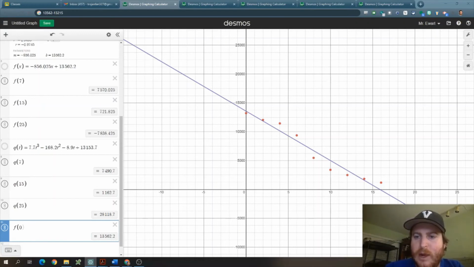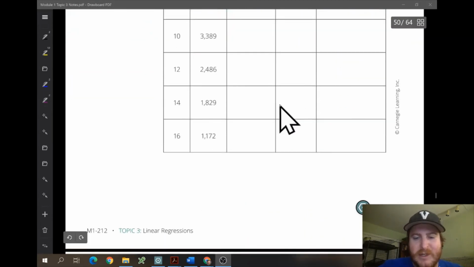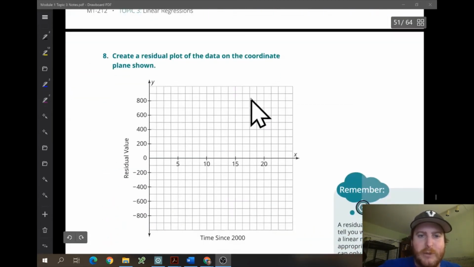Right. Now, we could fill out this table, but it's just kind of tedious to do that, right? I think that we kind of get it. So, oops, I think I'm sharing the wrong screen. That's my fault. So anyways, we got the 13,562. And so what I was showing is in the table, we were predicted for that. If we subtract these two numbers, we get negative 347, and that means 347 fewer CDs were sold. I'm going to go ahead and skip the table. I don't think we really need to worry about it too much.